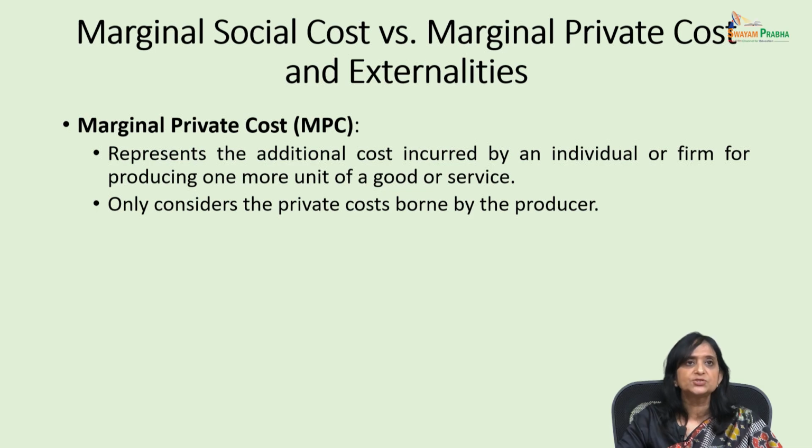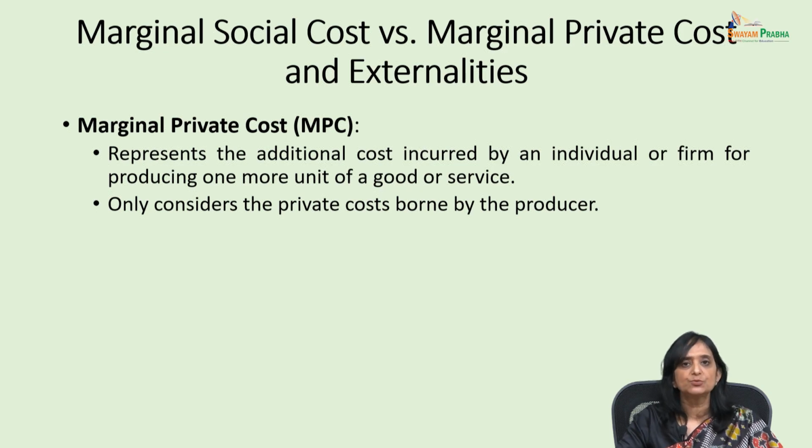Marginal private cost represents the additional cost incurred by an individual or a firm for producing one more unit of a good or service. That is, in the normal course, if you are a producer and you decide to produce one extra unit of something, the extra cost that you incur as an individual or as a firm for producing that extra unit of any good or service is called marginal private cost.